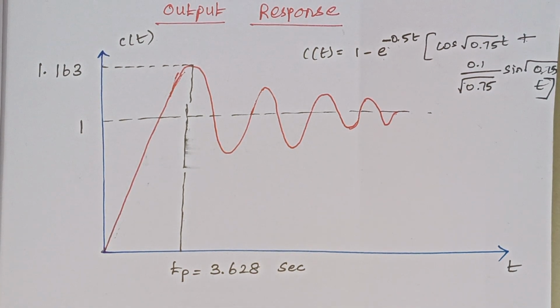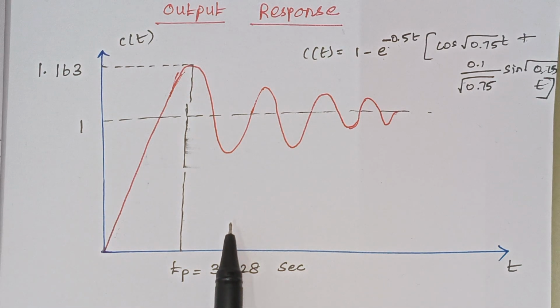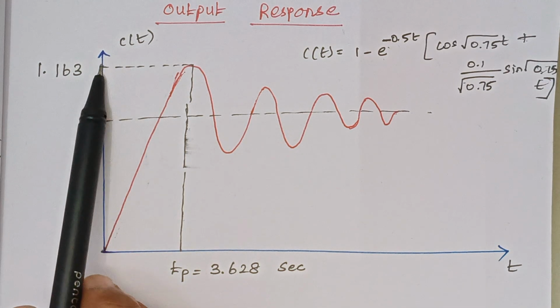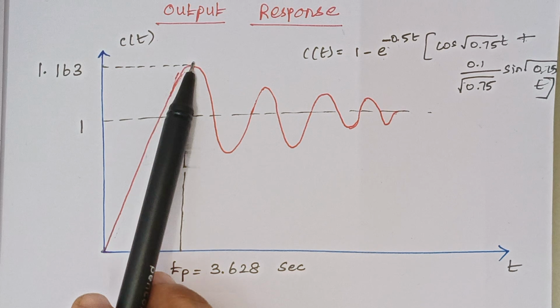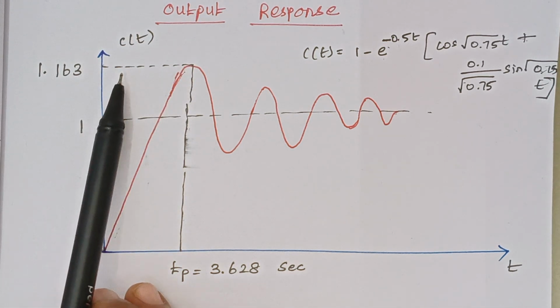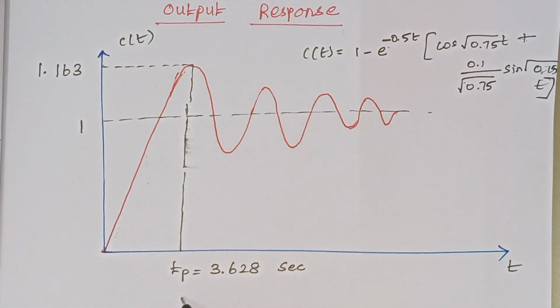So again look at the graph here. So here what is the value of maximum overshoot? Here the value of maximum overshoot is 1.163, right? And the value of peak time to reach that maximum overshoot is 3.628 seconds. So this is the typical output response for the given problem. Hope you people understand well. Thank you.